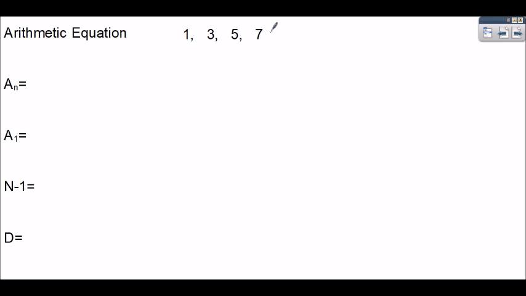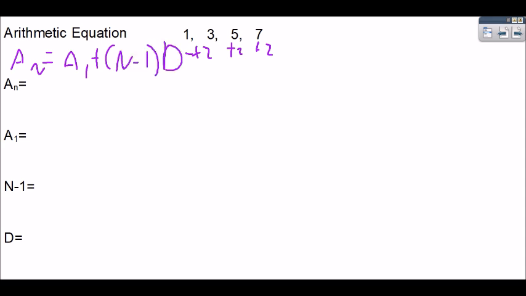When I give you a list of numbers, we could keep adding this plus 2 forever. Or I could do an equation and you could tell me how to find the 100th term. So this is my first term, second, third, fourth. If I wanted to find the 100th, would you want to add plus 2 over and over again or do an equation that gets us straight to it? Our equation is A sub n is equal to A1 plus n minus 1 times D.